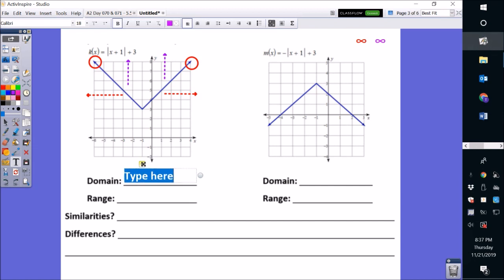Now for domain, we're always going to start with the left x value, or the left side. If you look, the arrow is pointing towards the left forever. That means it's going to go forever towards infinity. But remember, since it's going towards the left side, it involves negative numbers. So in this case, since it's going forever towards the left, that means it's going towards negative infinity. So there's the left x value, negative infinity, and then comma.